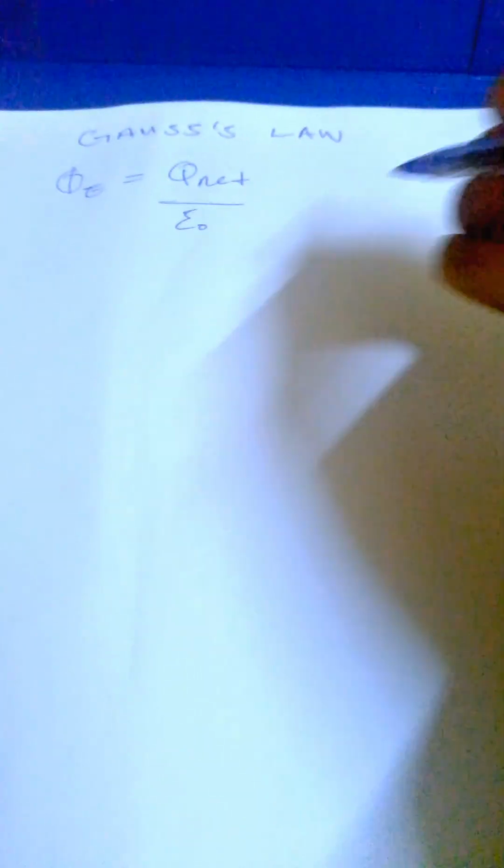a Gaussian surface or a closed surface is equal to the net charge of that surface divided by the permittivity of free space. So mathematically, we are saying the total electric flux passing through a Gaussian surface is equal to the net charge, Q net, divided by the permittivity of free space, which is epsilon naught.